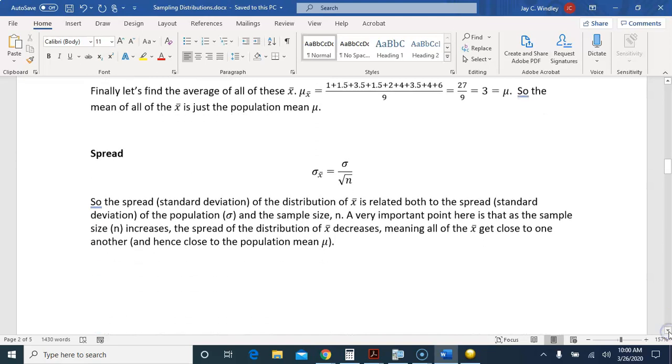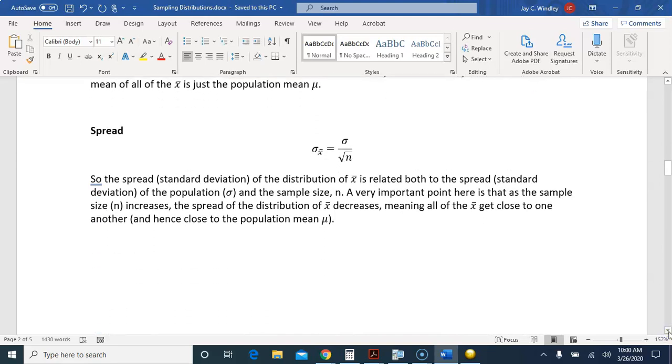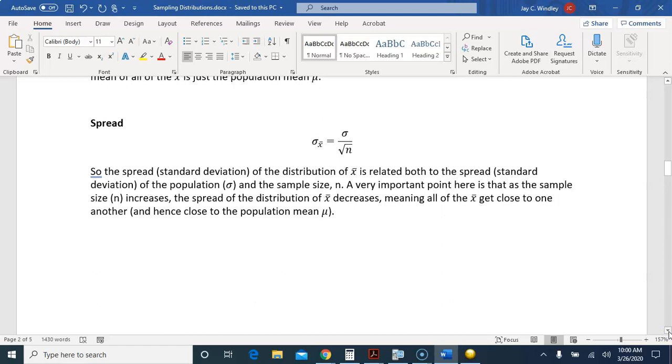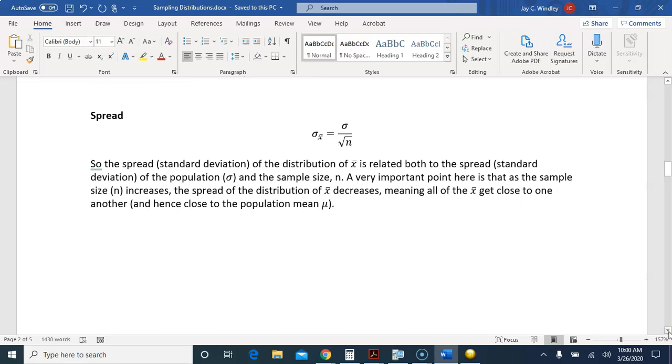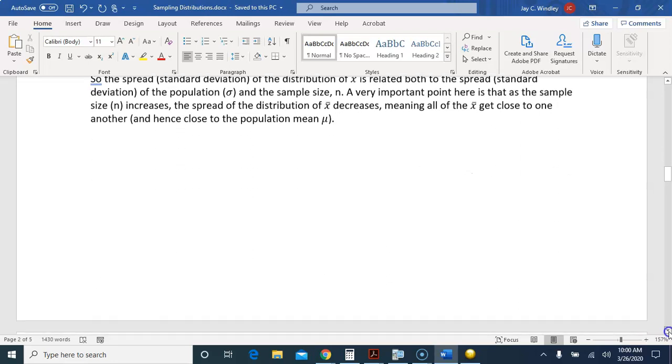Now, the next topic is spread. So the standard deviation of the x bars is the standard deviation of the population divided by radical n. So how far spread out the x bars are is partly due to how far spread out the population is, but it's also partly due to the sample size. And what's really important about this formula is, as the sample size increases, the spread of the x bars decreases.